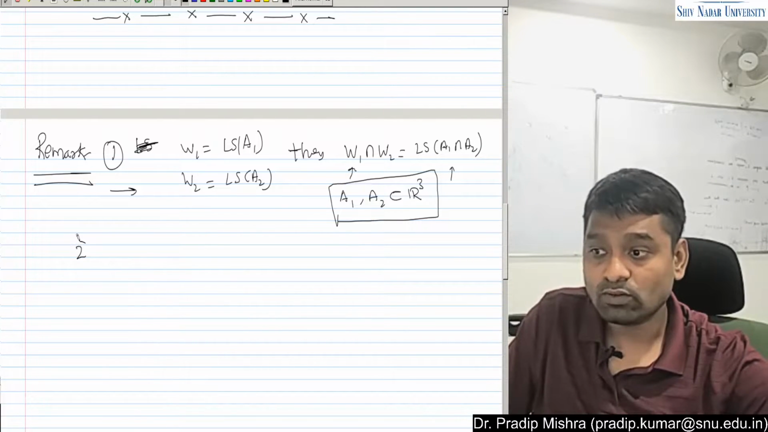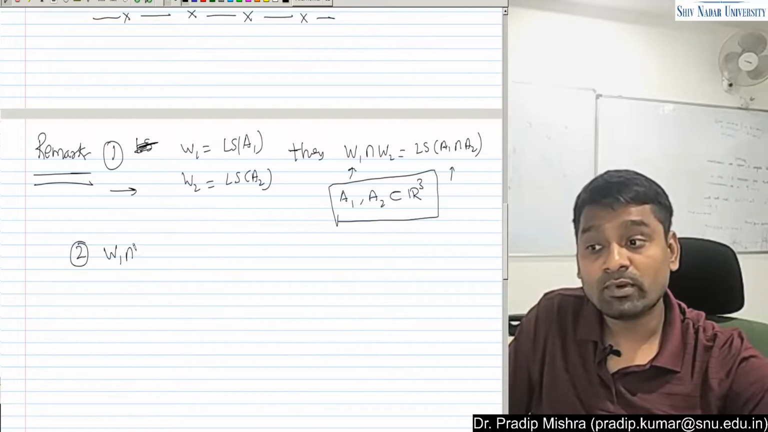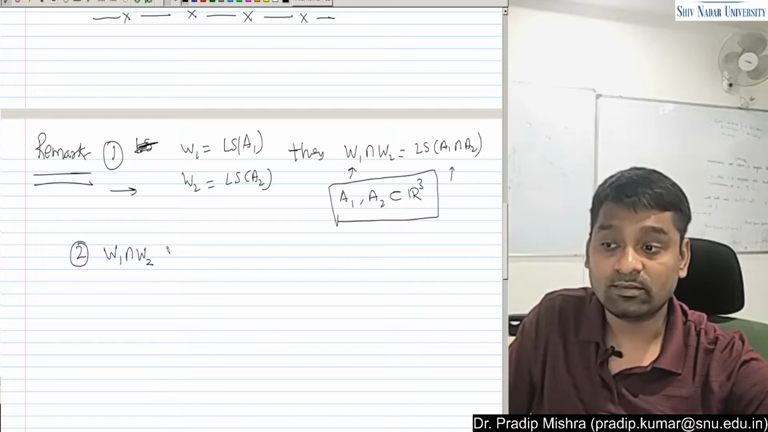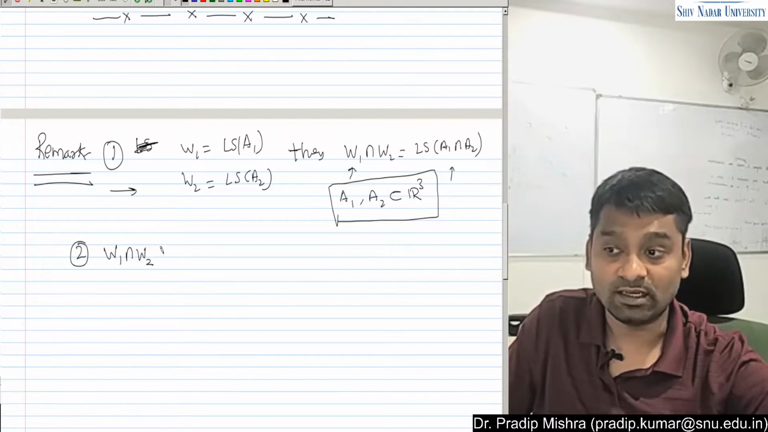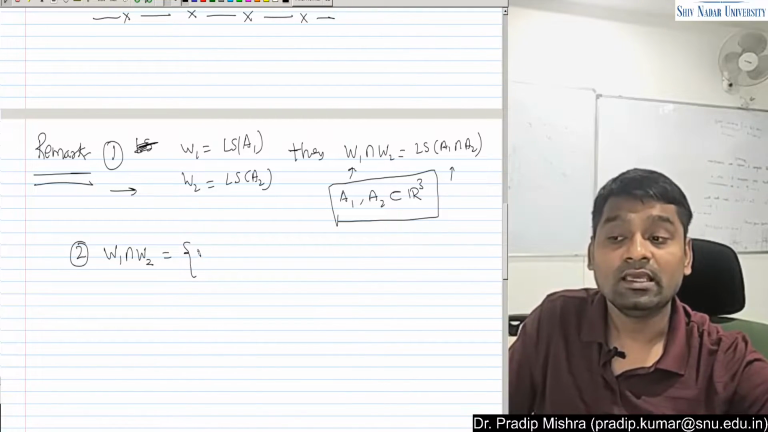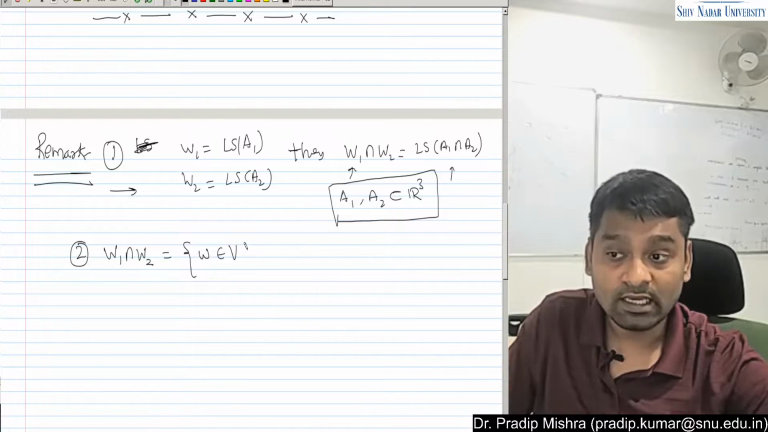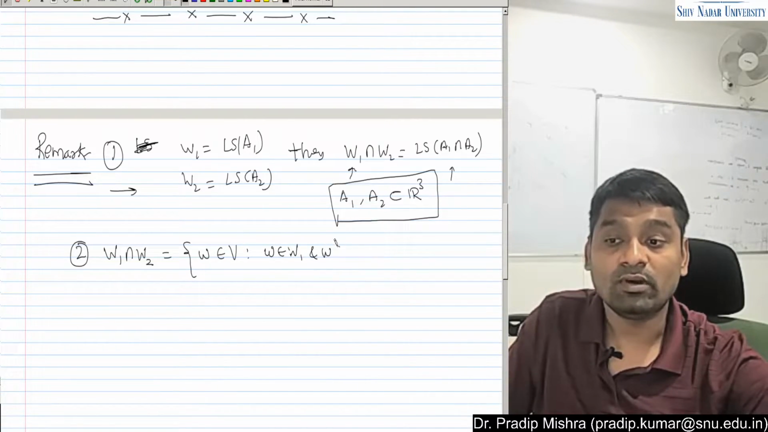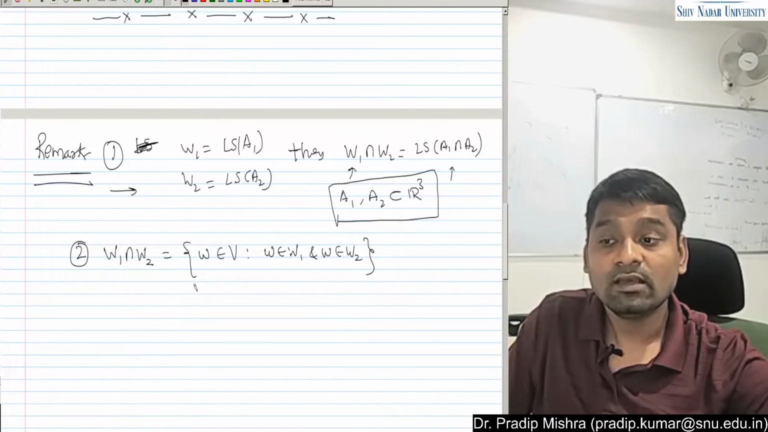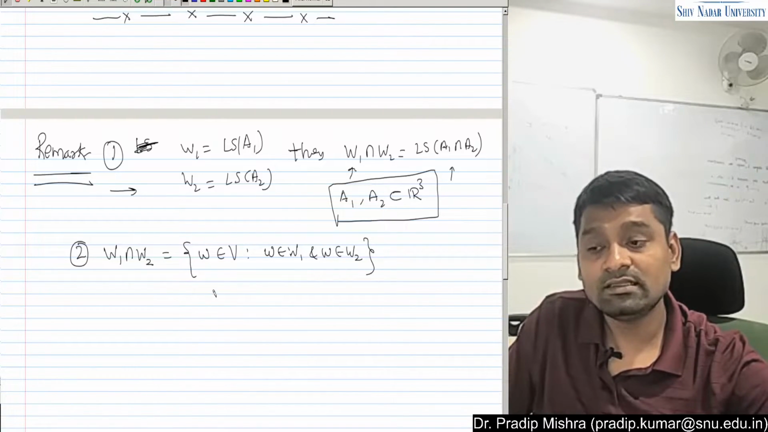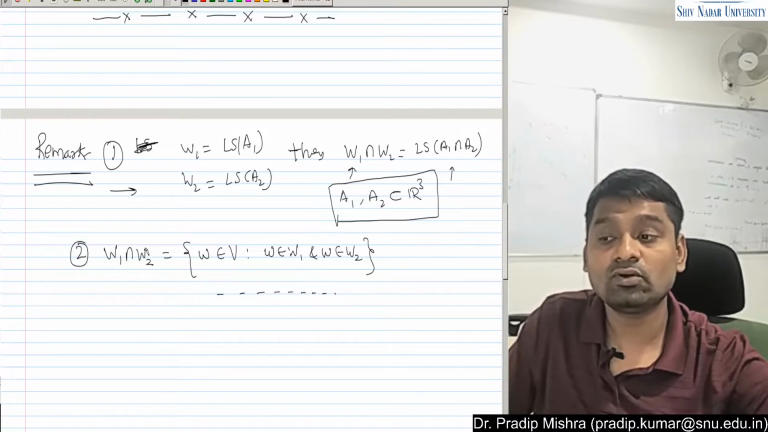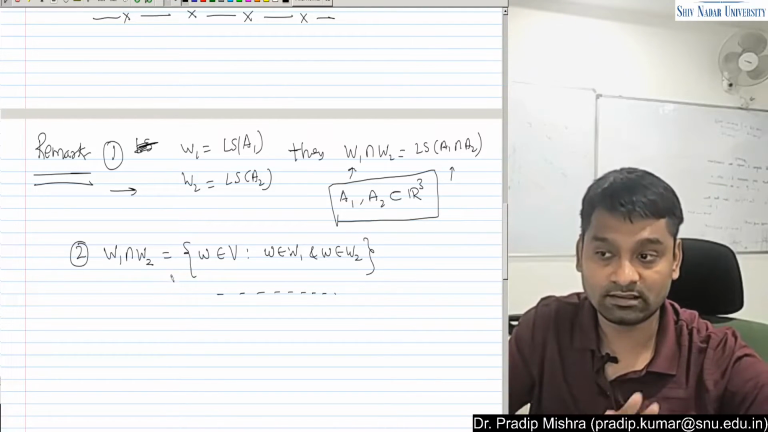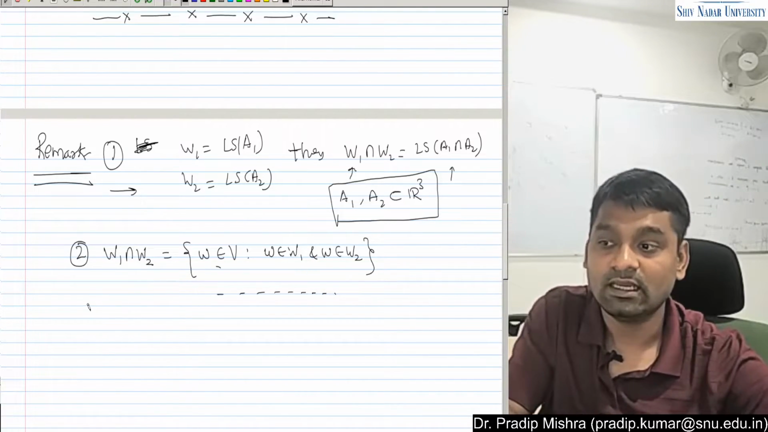The second remark I want to say is, if someone asks you to find W1 intersection W2, we have to go by the definition. W1 intersection W2 is those w belonging to V such that w belongs to W1 and w belongs to W2. So we have to go by the definition and then try to analyze. There is no direct formula.